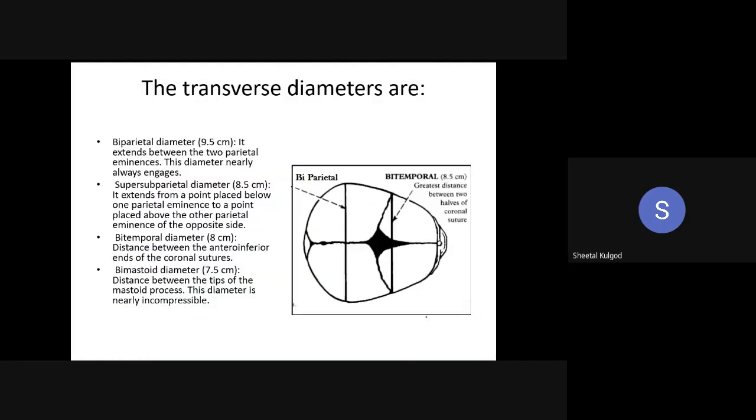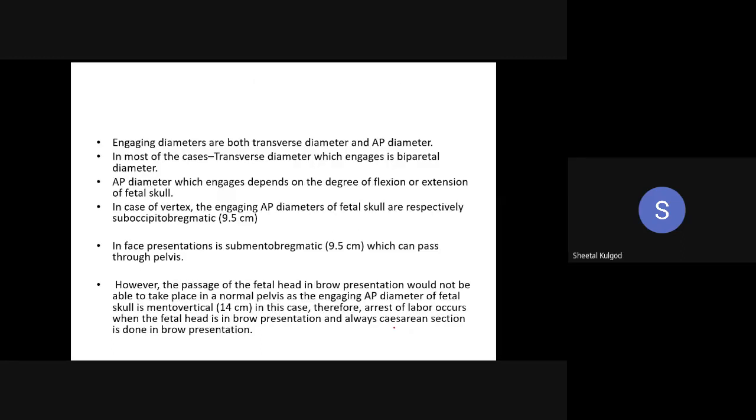The important transverse diameters in the fetal skull: the biparietal diameter, which extends between the two parietal eminences, measures about 9.5 centimeters. Then you have the subparietal diameter, which extends just below the parietal eminences on either side, and it is 8.5 centimeters. You have the bitemporal diameter, which is the smallest transverse diameter of the fetal head, measuring about 8 centimeters. And then you have the bimastoid diameter, extending between the two mastoid processes, which is about 7.5 centimeters. So these are the different transverse diameters of the fetal skull.